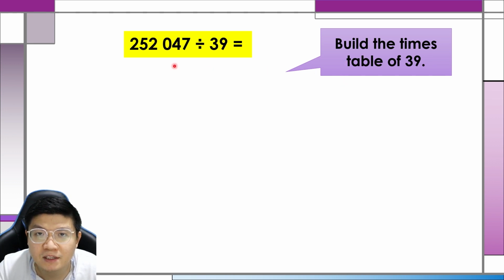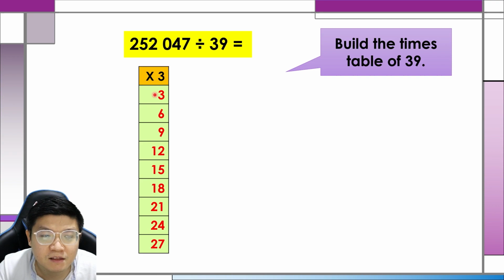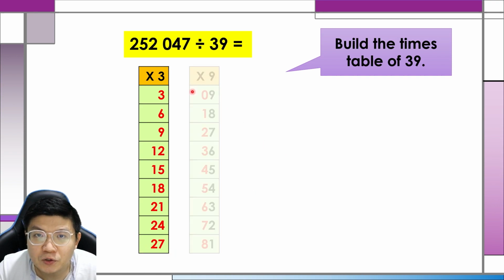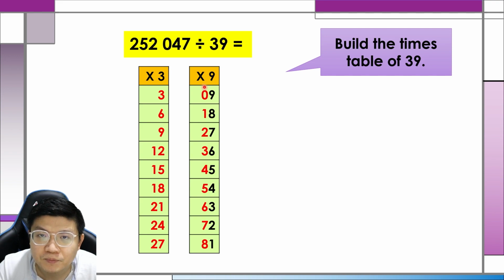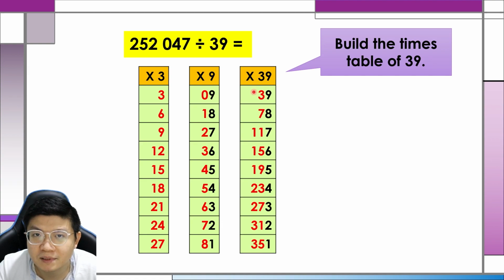First, I need times table of 3. Right? 3, 6, 9, 12, 15, 18, 21, 24, 27. Up to 3 times 9 enough. Next one, I need also times table of 9. Which is 9, 18, 27, 36, up to 9 times 9, 81. So after I have this, then I can get my times table of 39, which is here.